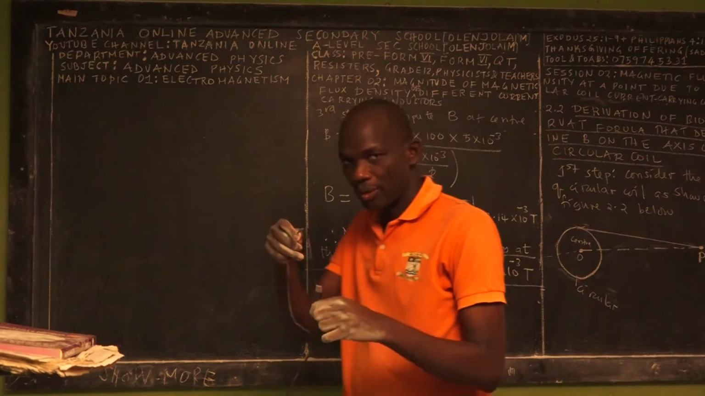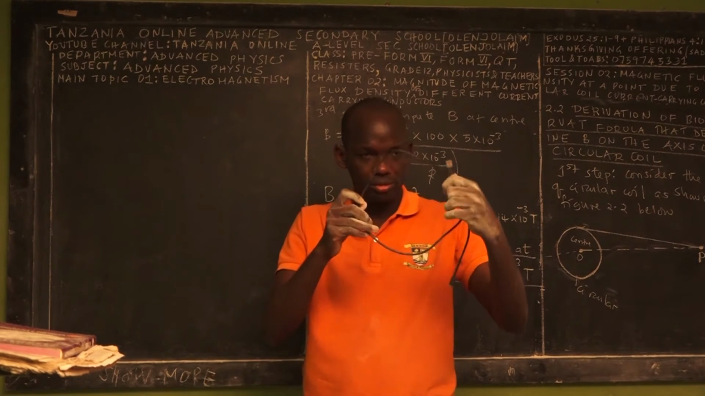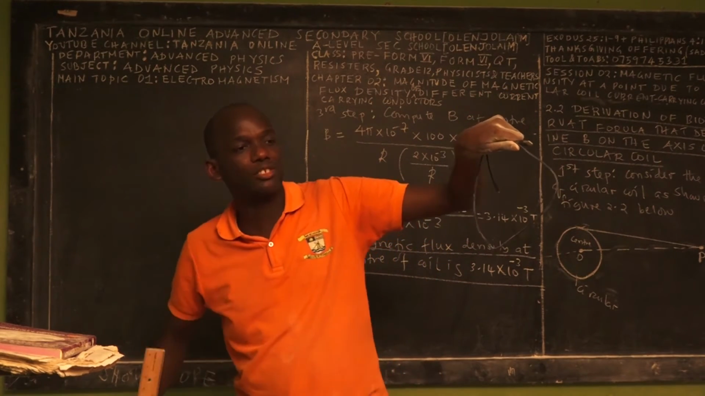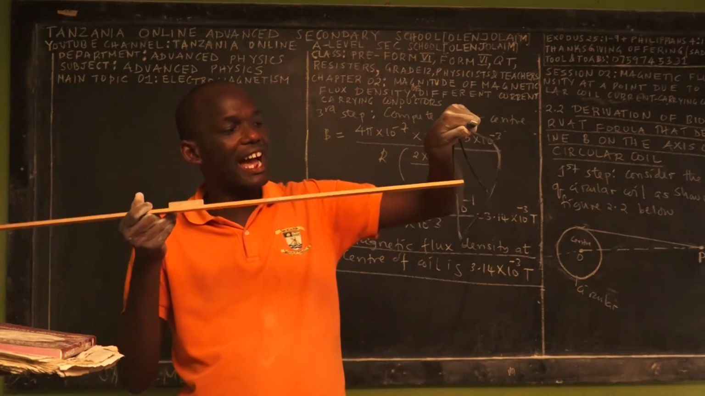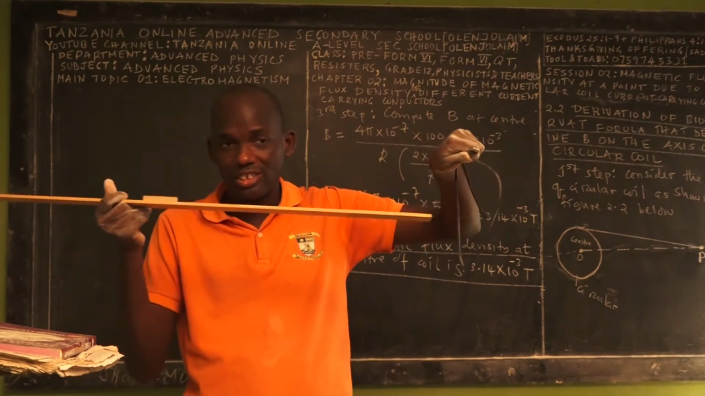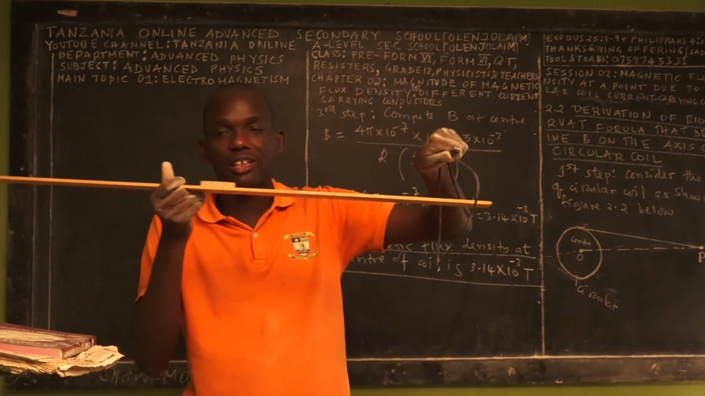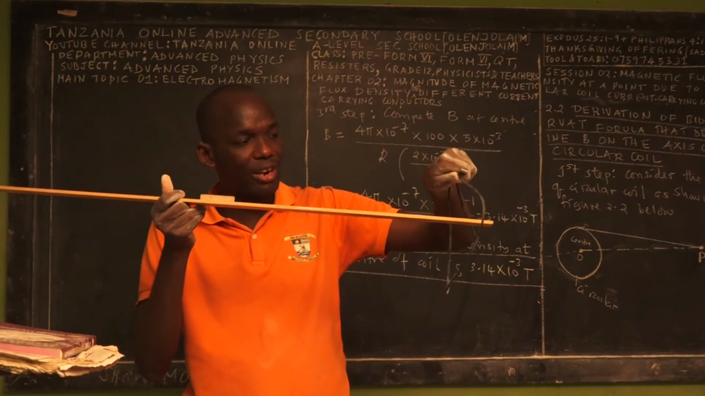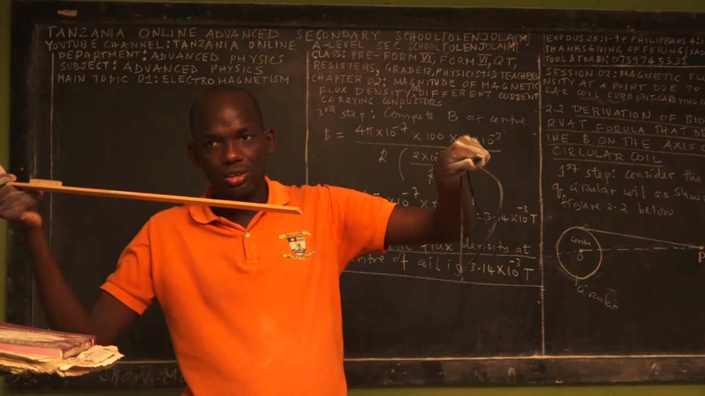Okay, suppose that this is the circular coil, right? When you talk about the axis of the circular coil, we mean an imaginary line which passes through the center of the circular coil. So what are we finding? We want to find the magnetic flux density at this point.